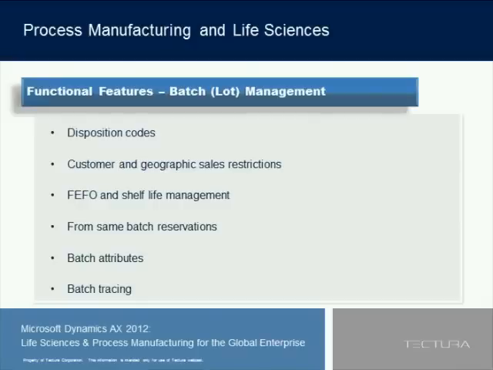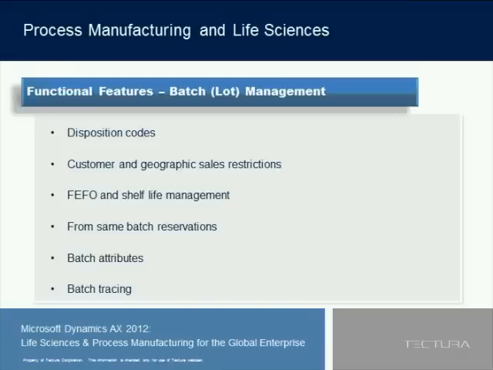From the same batch reservation, this is some nice functionality because if, for example, I'm a customer and I place an order, let's say I order 100 gallons of paint, and they're each 1 gallon containers, I want to be able to say I want those 100 to all come from the same batch, because there might be a slight variation, say in the color. So from same batch reservations means I can assign that when I place a sales order, I can say I need all of these 100 to come from the same batch or lot.